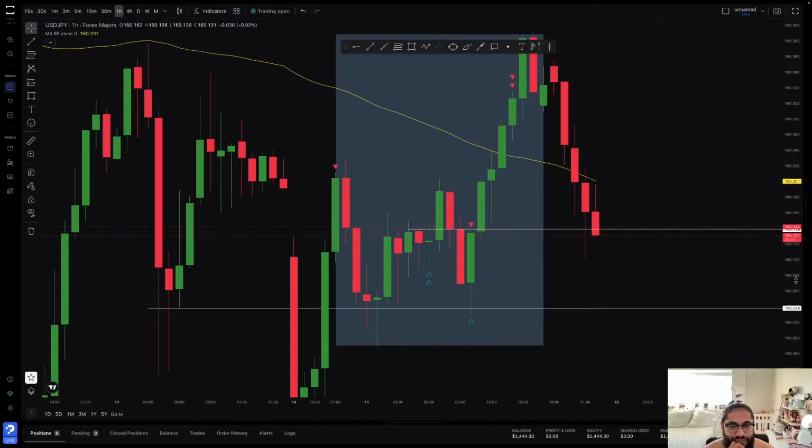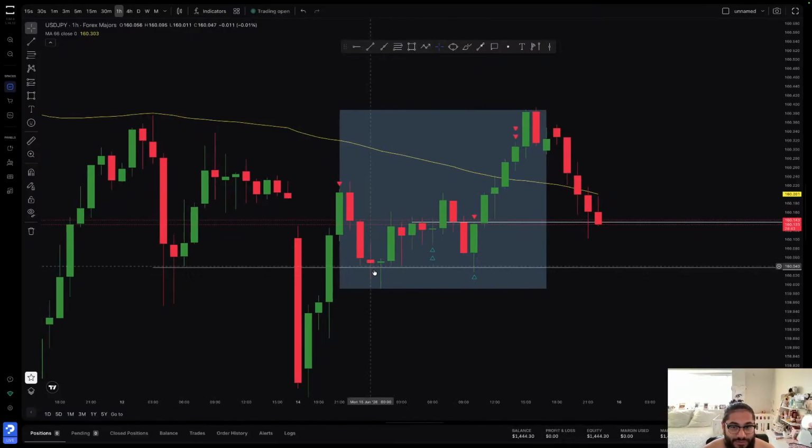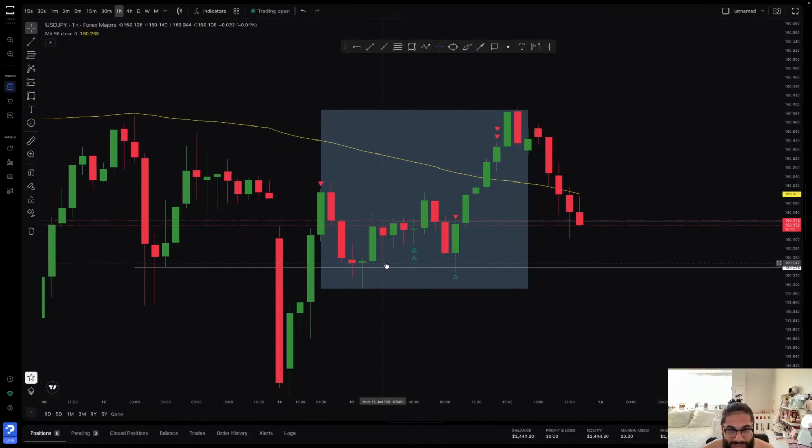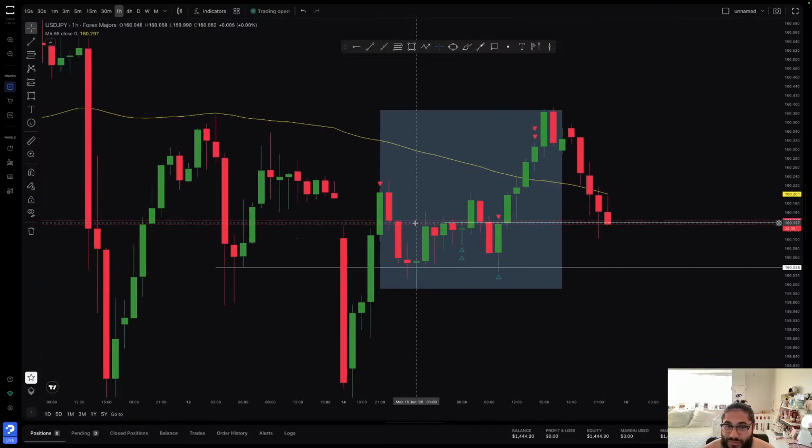So let's talk about it, right? I came late to this. As you can see, this is where we should have been at, and this is pretty much the move we should have been at. We should have caught this push, exited out of this trade, and left one trade, right?